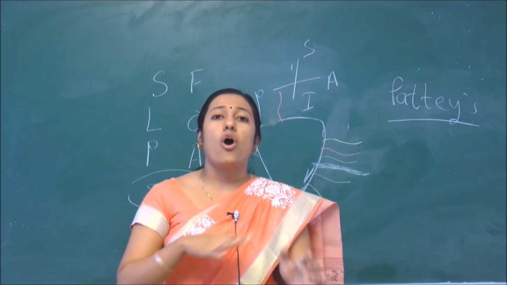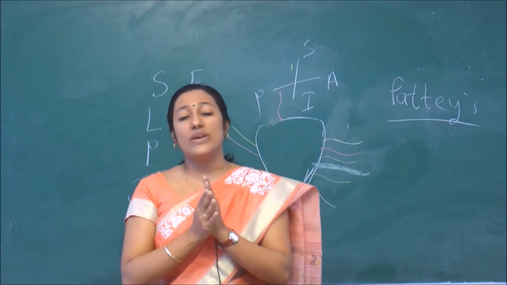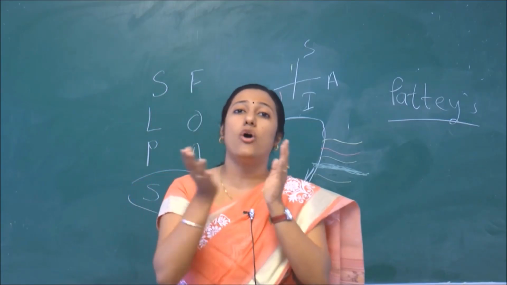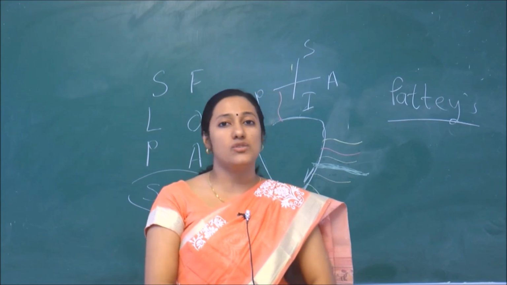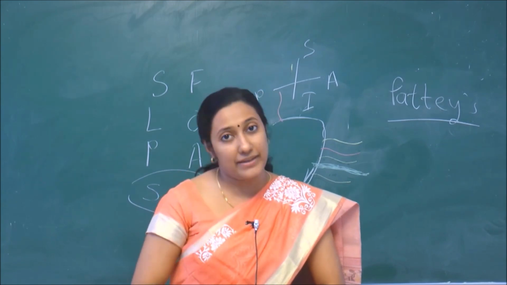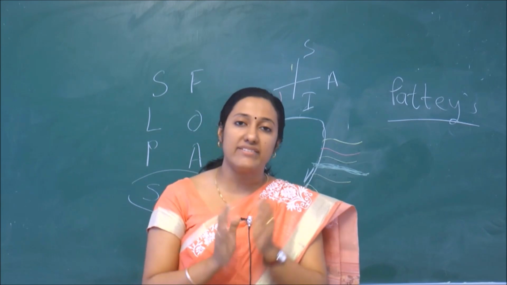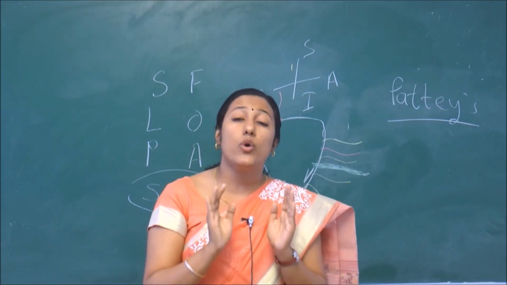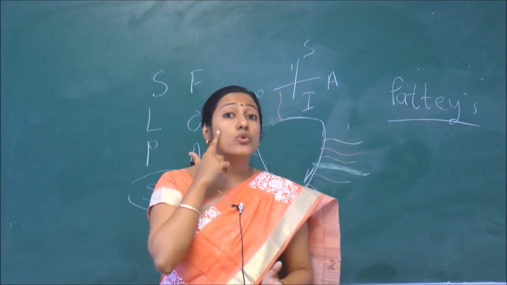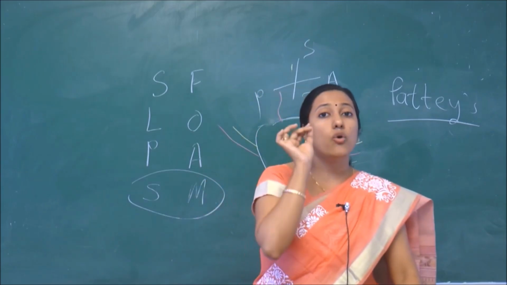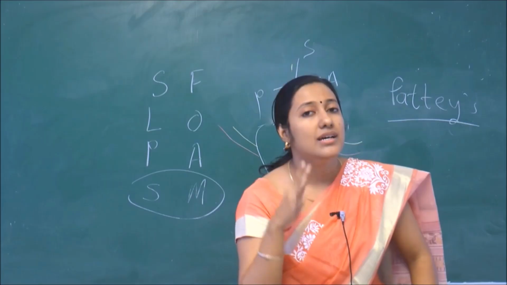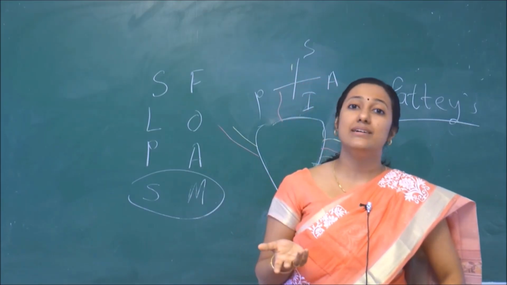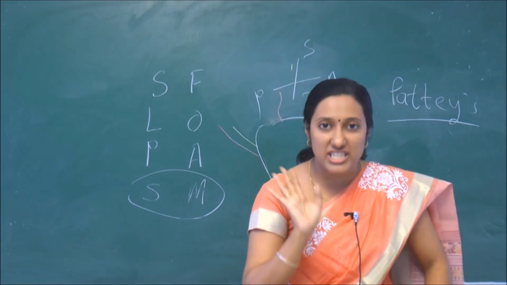So all these diseases we can treat either medically or surgically. The surgical removal of the parotid gland is known as parotidectomy, the cutting of the parotid gland. And whenever you do the parotidectomy, the most important structure you have to keep in mind is the nerve, branches of the nerve. Which nerve? The terminal branches of the facial nerve.